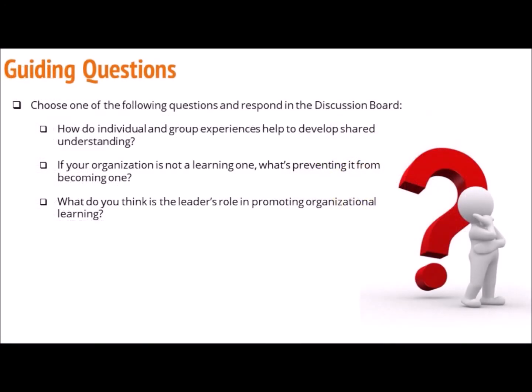I'll leave you with the following guiding questions. Please choose one of those and respond in the discussion board. How do individual and group experiences help to develop shared understanding? If your organization is not a learning one, what's preventing it from becoming one? What do you think is the leader's role in promoting organizational learning?